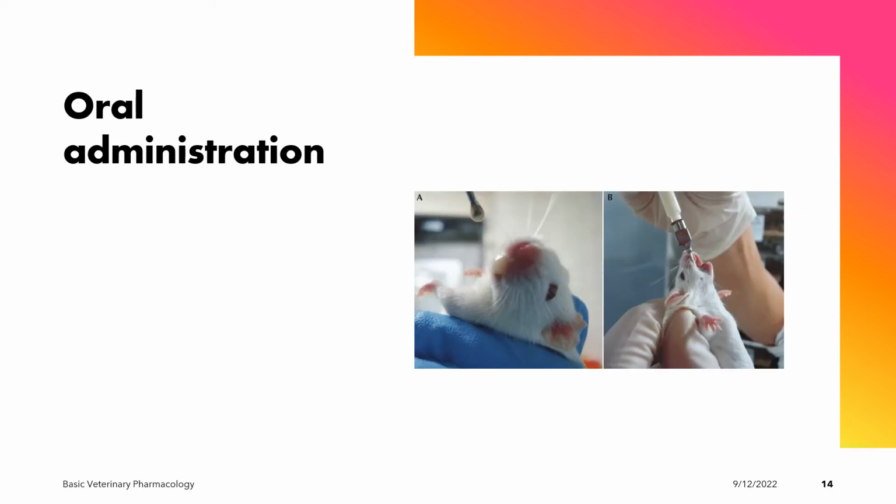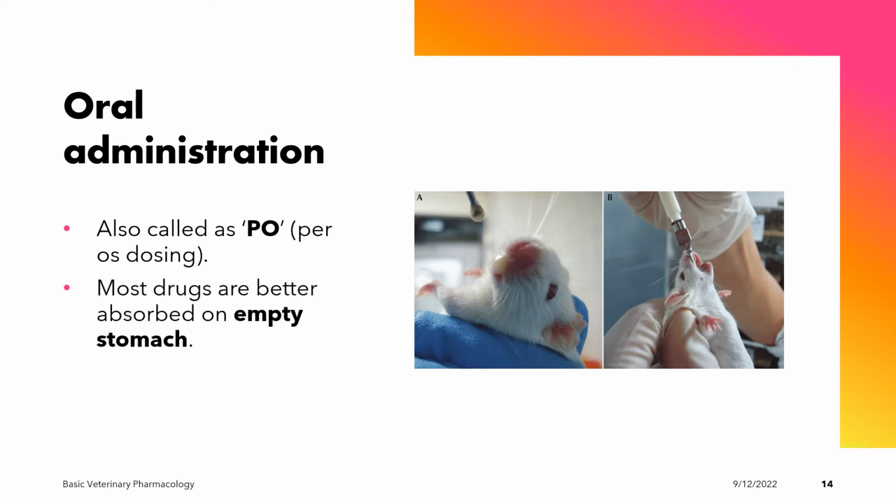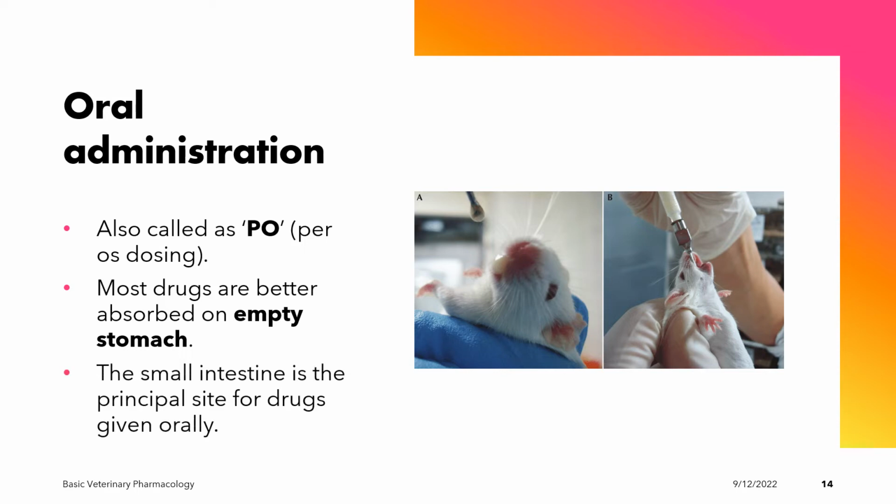The oral administration is also called PO or per os dosing. Per os is a Latin phrase which means through the mouth or by mouth. Most drugs are better absorbed orally on an empty stomach. The principal site for the absorption of drugs given orally is the small intestine, because the small intestine has an extensive area and rich blood supply. The diagram shows the oral administration of a drug, albendazole, in mice.